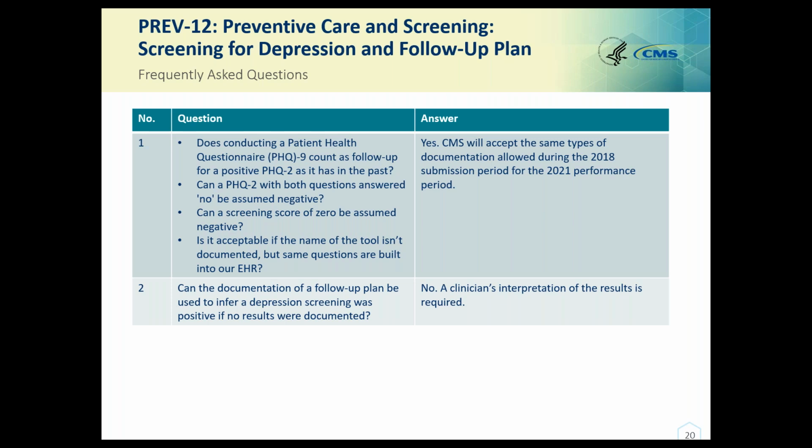So this is Katie from the PIMS team. I believe the guidance has always been that PHQ results of 0 can be assumed negative, and that would be true for 2021 as well. Any other numerical score would require interpretation by the clinician. Okay, thank you very much. Thank you.